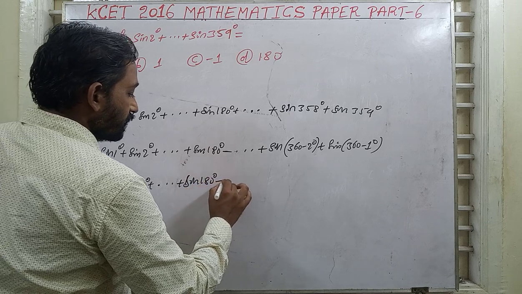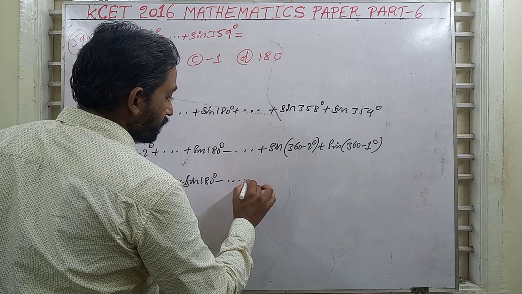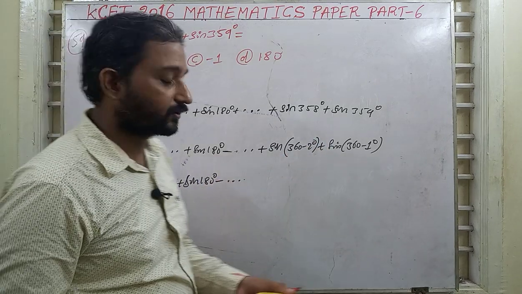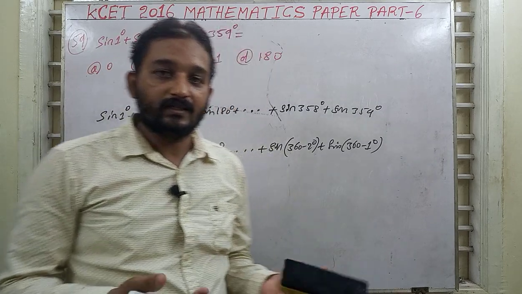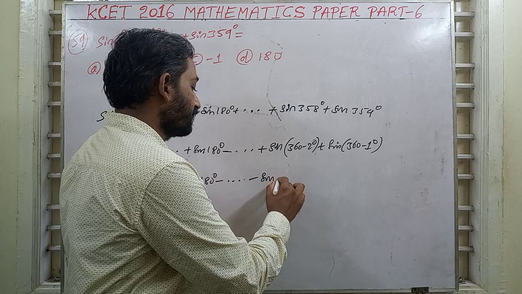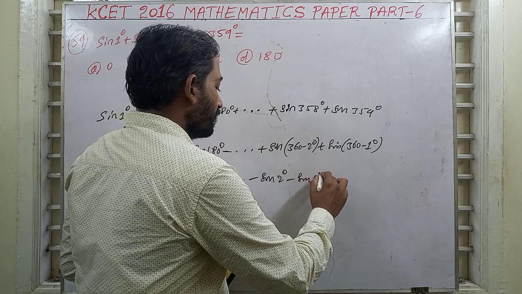So the next terms, we get minus terms. Sin of 360 minus 2 is present in the fourth quadrant. In the fourth quadrant sin is negative. Sin of 360 minus theta is minus sin theta. Sin theta is nothing but sin 2 degree. Similarly sin 1 degree.